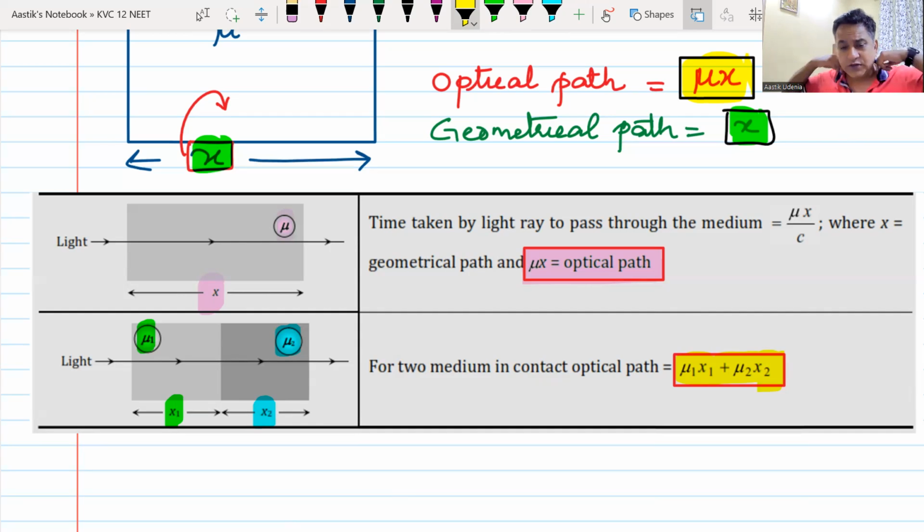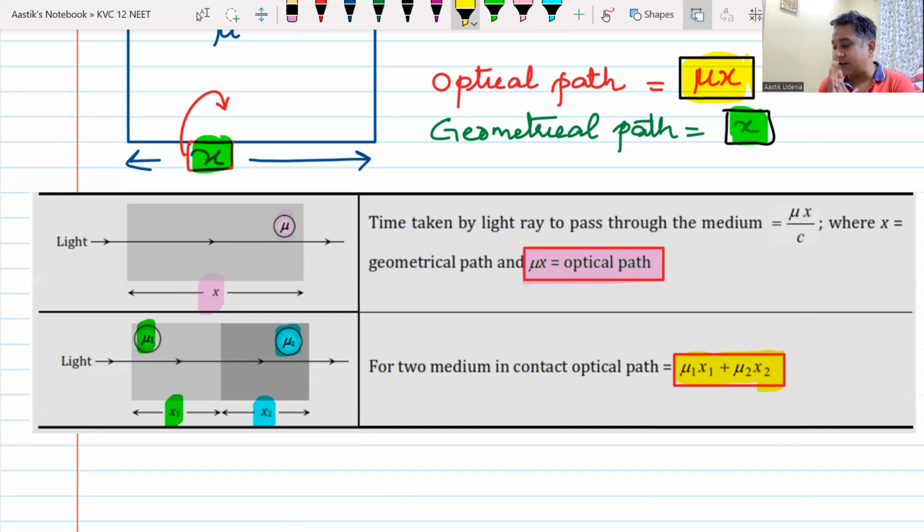It is not going to be used in this chapter of ray optics, but we'll be using it in the next chapter, which is wave optics. So it might not be required here. It will be required in the next chapter, but we must be prepared for the next chapter as well if we are preparing seriously for an exam.